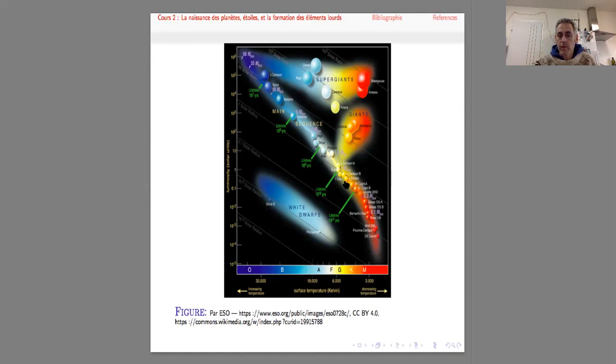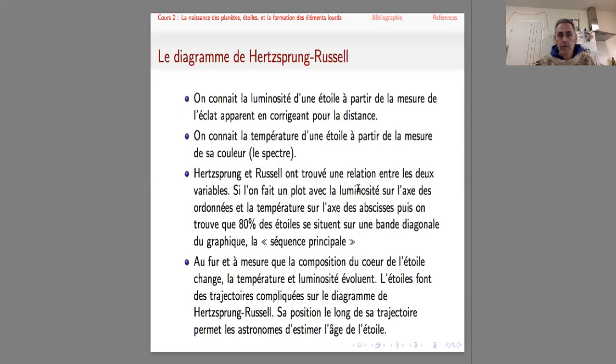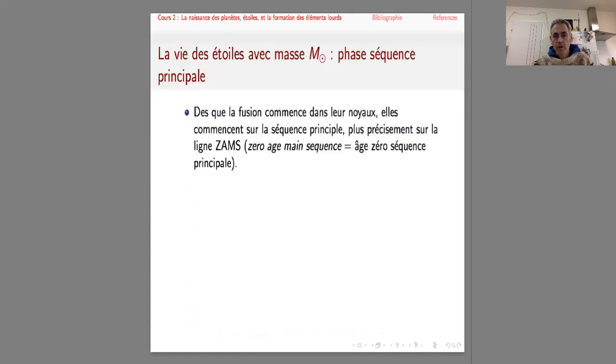So we're saying that most of the stars are on this main sequence, and as the composition of the star changes, its temperature and luminosity evolve, and the stars will migrate along the diagram of Hertzsprung and Russell. Okay, so I want to go into that in just a little bit more detail.